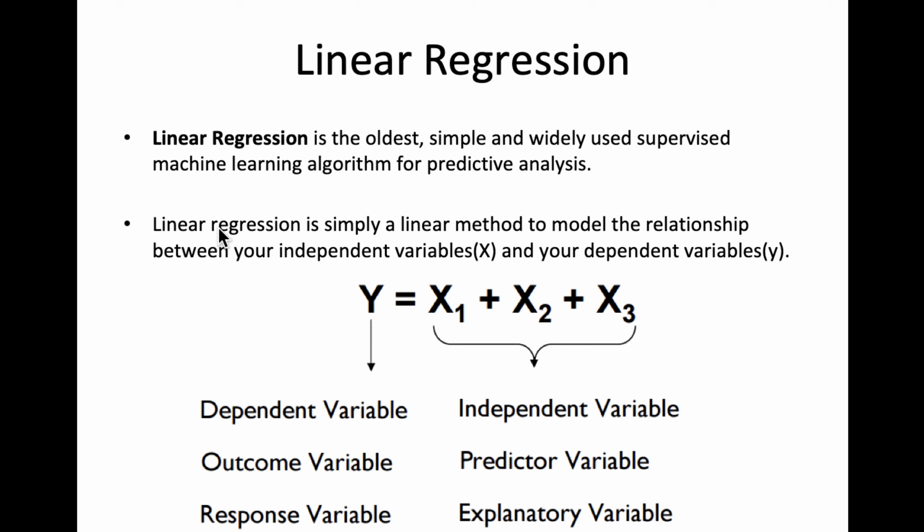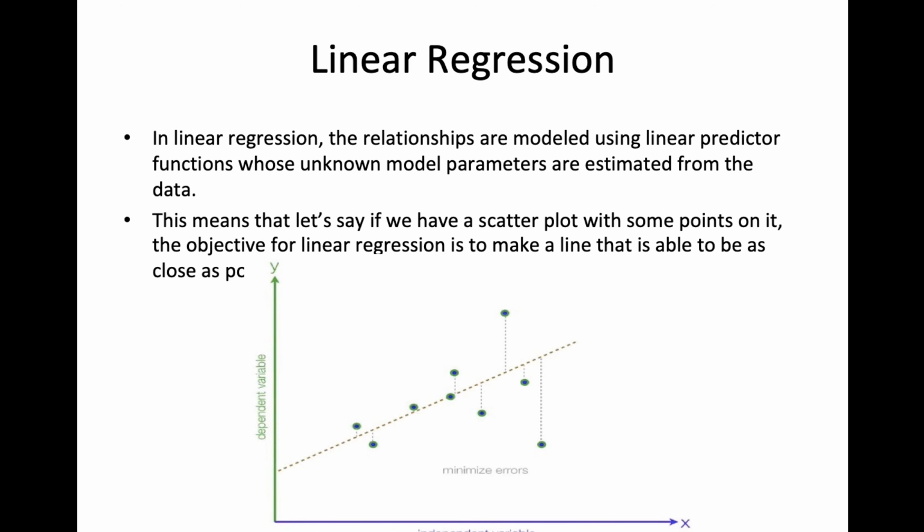And this is what linear regression looks like. Y is the dependent variable, or the outcome variable or the response variable, and the x's are the independent variables. We also call them predictor or explanatory variables, and essentially we can model the relationship between the independent variables, something like the size of the house, and the dependent variable, the price, because price depends on the size. So in linear regression, the relationships are modeled using linear predictor functions whose model parameters are estimated from the data.